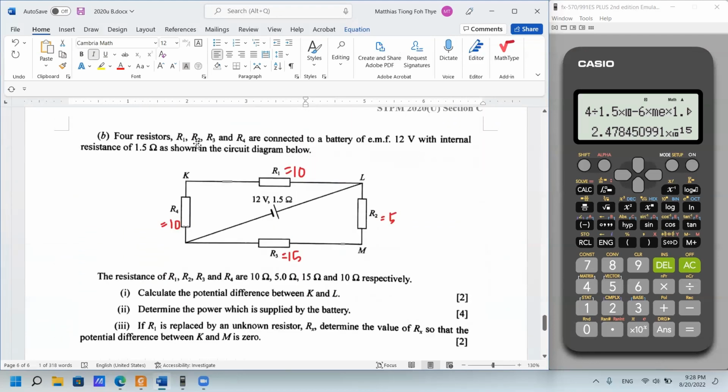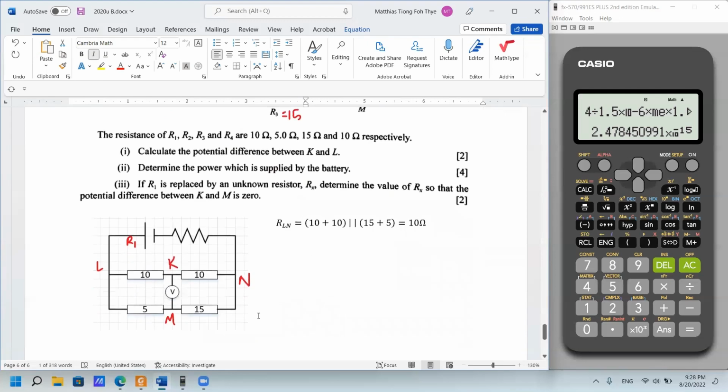Four resistors R1, R2, R3, and R4 are connected to a battery of 12 volt with internal resistance of 1.5 ohm as shown in the circuit. The resistances are 10, 5, 15, and 10 ohm respectively. First is to calculate the potential difference between K and L, and then we're going to determine the power supplied by the battery. Let us look at the first two questions first.